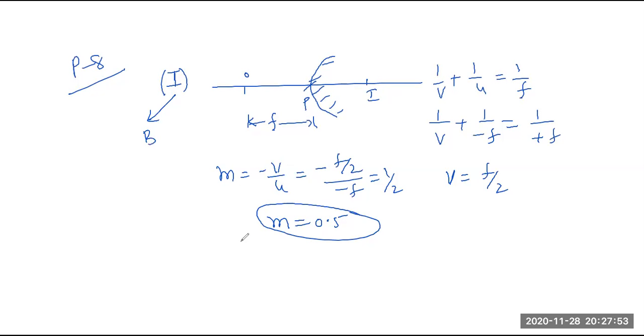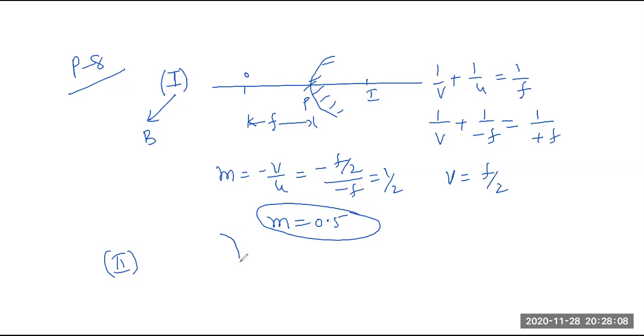Now here option B is there in two answers, the A answer as well as the D answer. Let us go for another one to cross check. So I am going for the second one, that is an object placed at the center of curvature of a convex mirror.